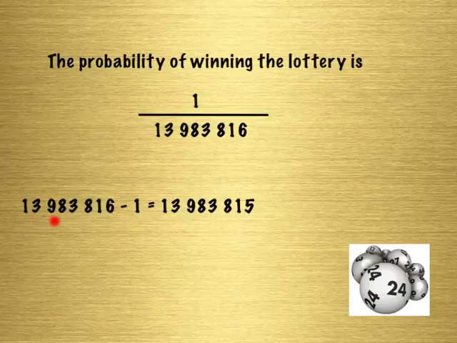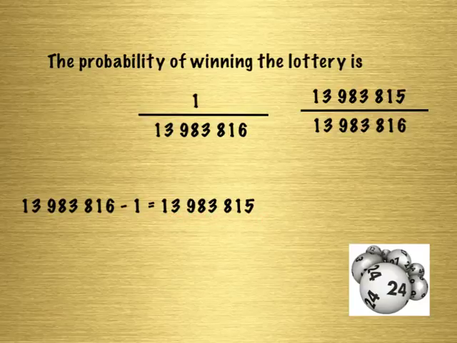So 13,983,816 take away 1 equals 13,983,815. And that means that while my probability of winning the lottery would be 1 in 13,983,816, my probability of not winning the lottery is 13,983,815 out of 13,983,816, which is very bad news for those of us who were planning to win the lottery and move to Aruba.